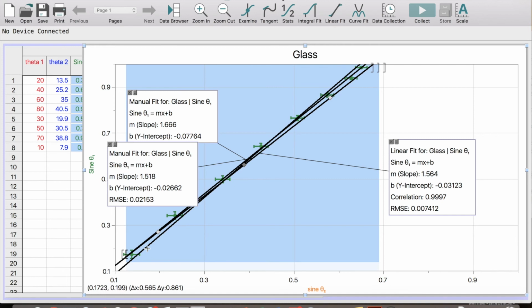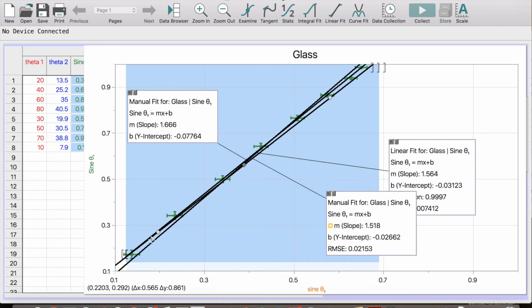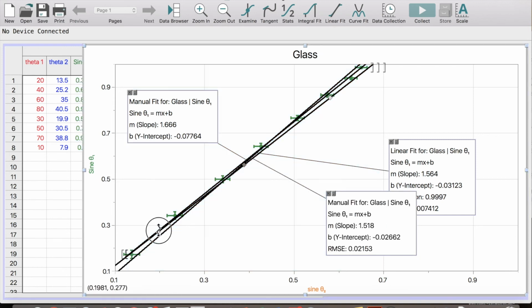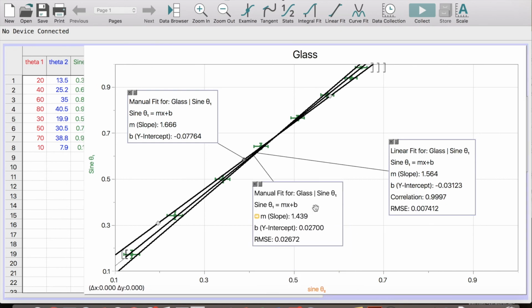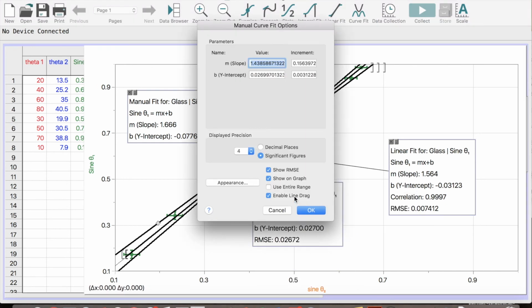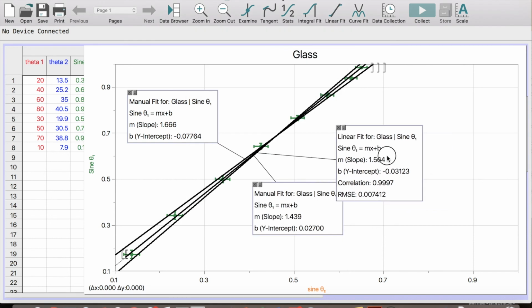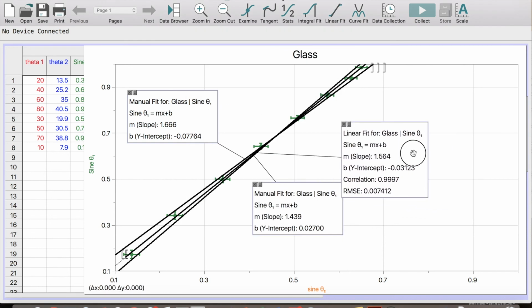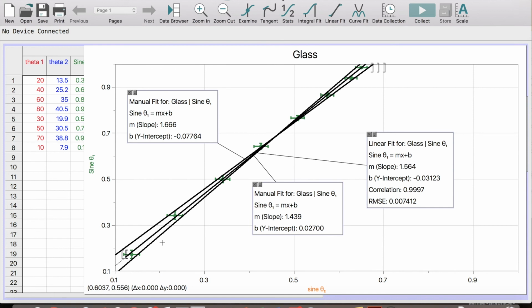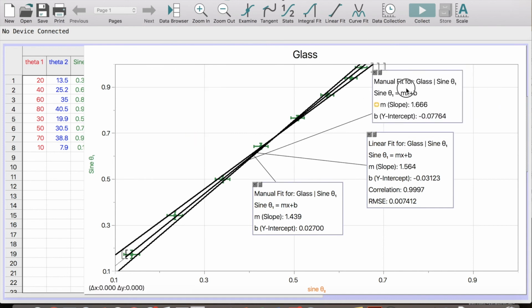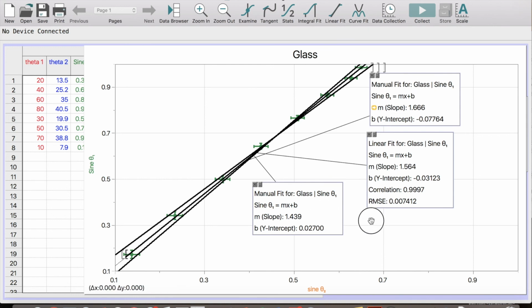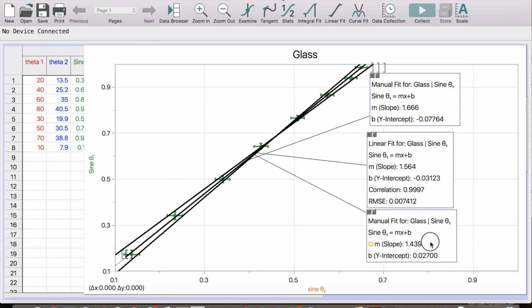It's not crazy important that you hit every single one of the error bars. Like this one, I'm going to go a little bit farther so I can account for this one because it's kind of out of our way just a little bit. I'll turn the line drag off. So there you have my best value, the average slope. That was the linear fit. Here's my manual fit. That's the biggest the slope could be given the error bars. And this is the smallest the slope could be given the error bars.